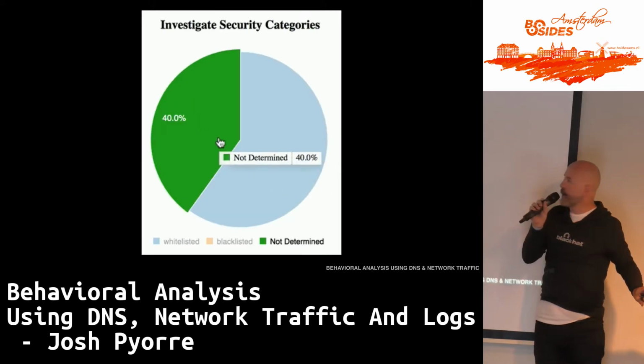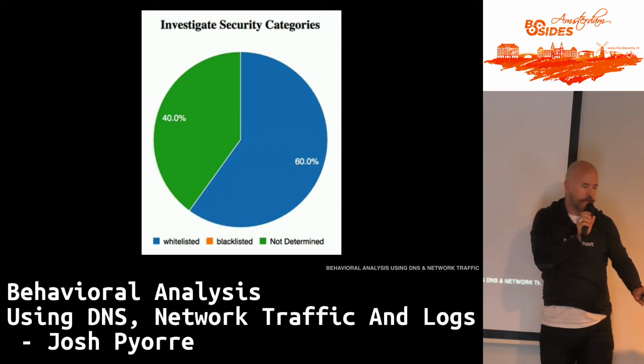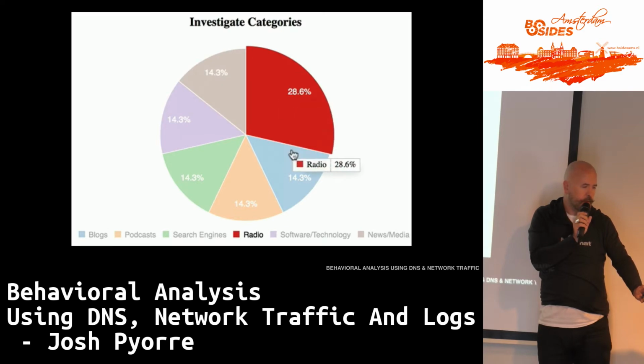You can do some security categorization here, like it's 40% not determined. This is kind of a bad one too, but a lot of whitelisted domains. Actually, in this case, I didn't have any blacklisted domains in my security categorization, so no domains that I thought were bad. This is more interesting.